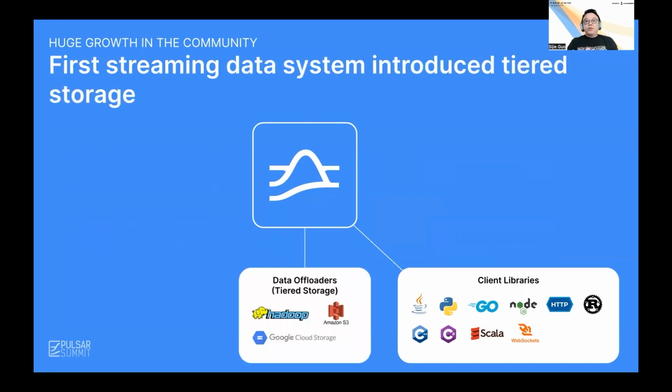Pulsar is also the first ever streaming data system which introduced the concept of tiered storage. So it can use cost-effective cloud-native storage service as its storage layer to store the data for a much longer period. With the rise of Lakehouse systems, StreamNative also further extends its capability to make Lakehouse systems become its tiered storage. It's going to be made available as part of StreamNative product offering in the second half of this year.